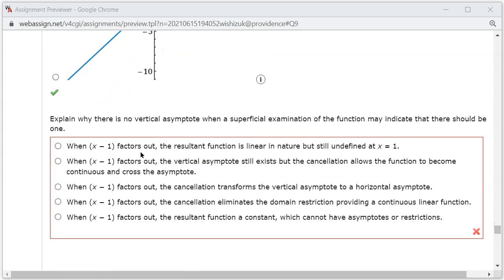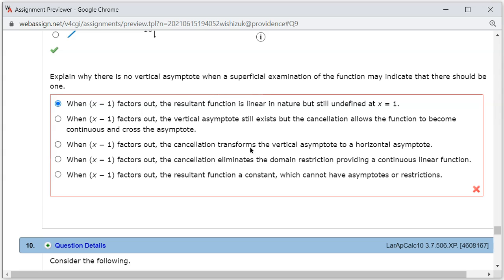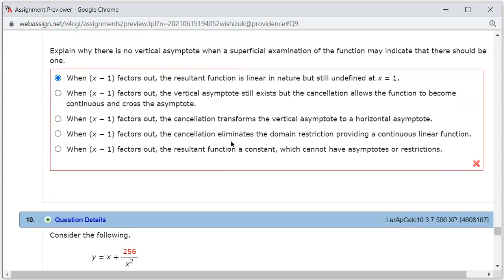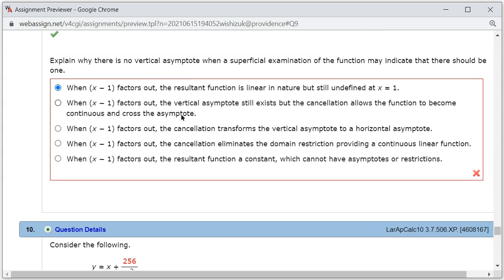So which one would that be? When the factor cancels out, the resultant function is linear in nature, but still undefined at 1. So this is exactly it. Factors out, vertical asymptote still exists, so that's not it. Cancellation transforms the vertical asymptote to a horizontal one. That does not happen. Cancellation eliminates the domain restriction. It doesn't. And the resultant function is a constant, but it is not a constant. Okay, so the first one is the answer.